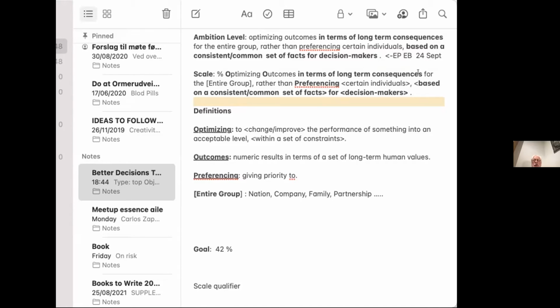And 42 of them did optimize the outcomes in terms of long-term consequences. Okay, so then we've reached our goal of 42%. Right. Okay. So just to wrap my head around it, the denominator is something like decisions we made, and the numerator is the percent that actually achieved this goal of optimizing the long term. Correct.